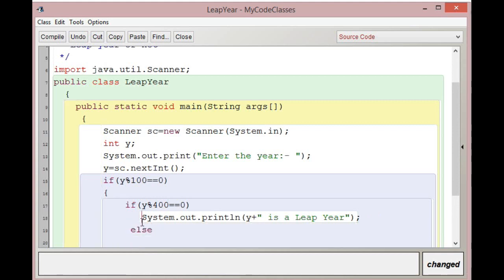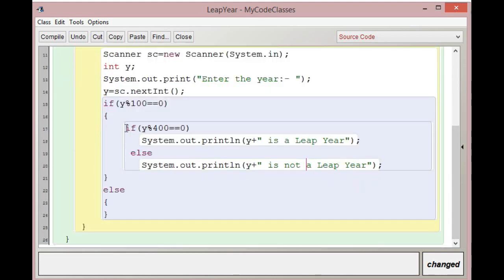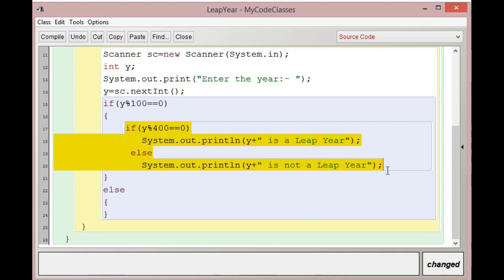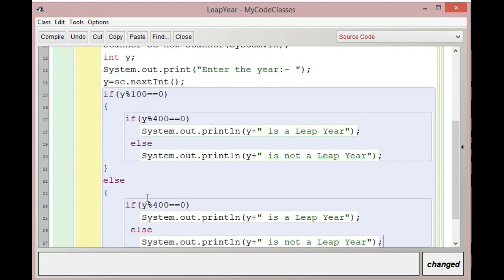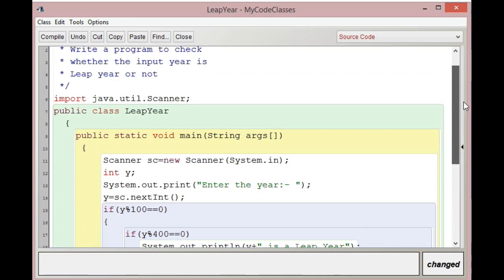I can write, I'm copying it again, is not a leap year. So what should happen if it is divisible by 100? I should check whether it is divisible by 400 or not. If it is divisible by 400, it is a leap year. Otherwise, it is not a leap year. And in a similar fashion, I actually need to code for the next block also. So it's going to go like this. But here, I will not check whether it is divisible by 400 or not. It is to be checked whether it is divisible by 4 or not. With this, my coding is done. Now I will compile my program. Now let's see.